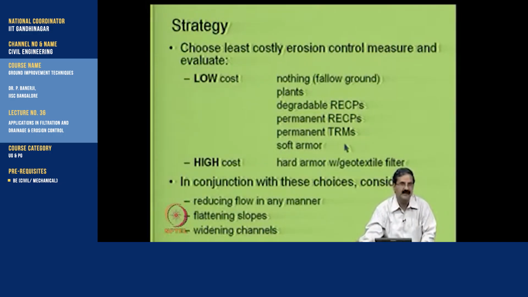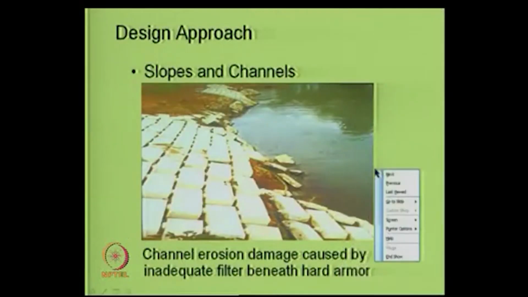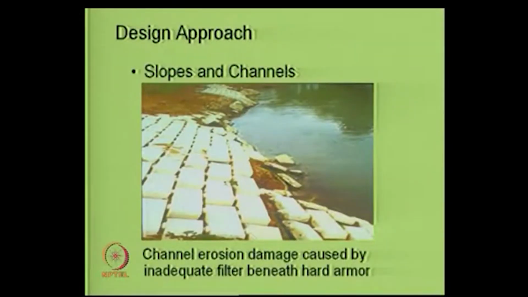For soft armor you can have geo bags or jute bags, which are filled with sand and local material. Like I showed you in the previous diagram, this is the hard armor control. Why is it hard? It is concrete cast in a geotextile former. Concrete material is placed, and at the bottom you have a geotextile. Similarly, this can be flexible or soft also, one can have many materials, and this is another type of armoring. But here the problem was that the conditions were not clear and the design was not good.